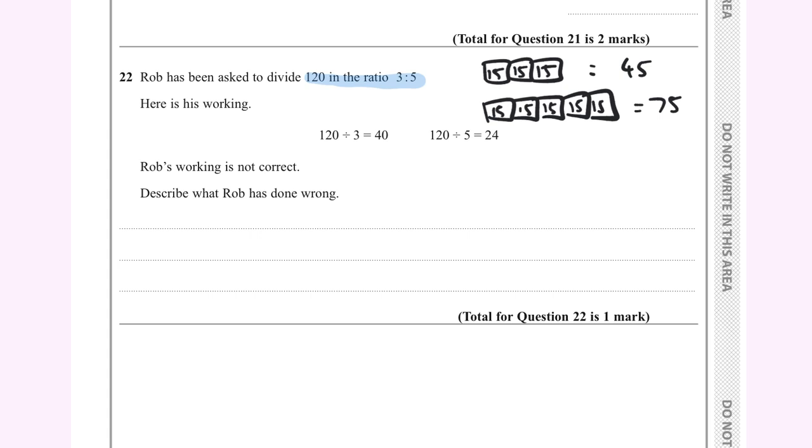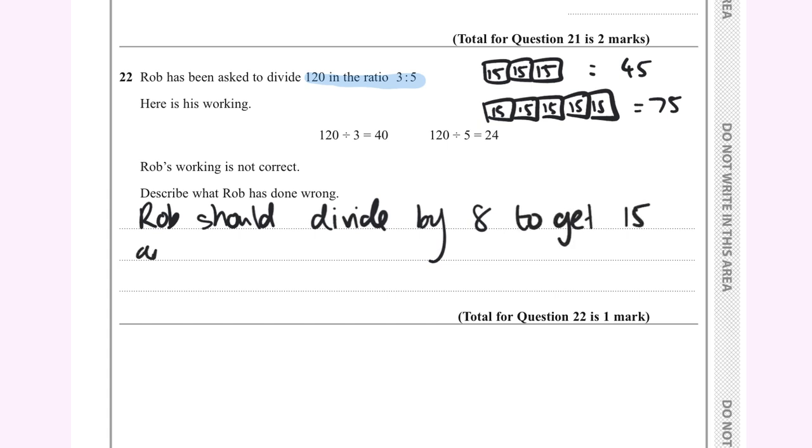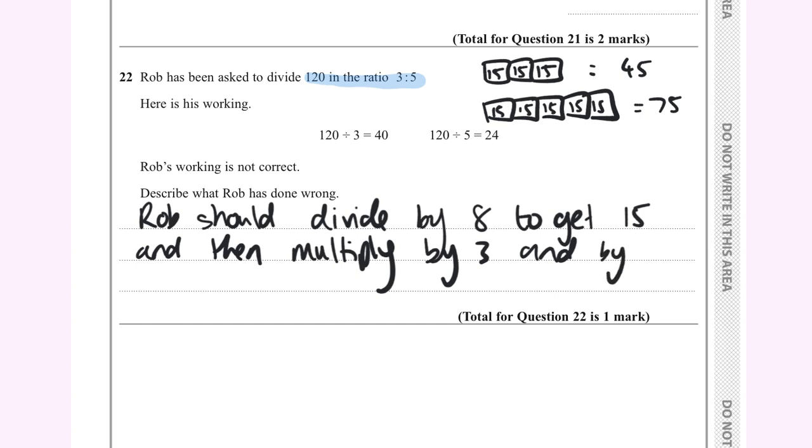So what Rob should have done is divide by 8 to get 15, and then multiply by 3 and by 5, so you get 45 and then 75. Now you might not need to write all those words because you've shown some workings there, but it is good to have that last bit of what the ratio should look like. Alright.